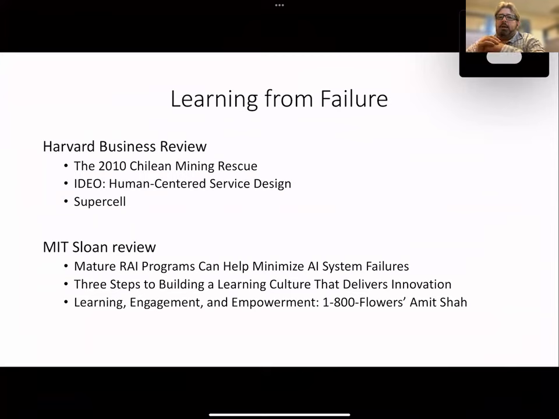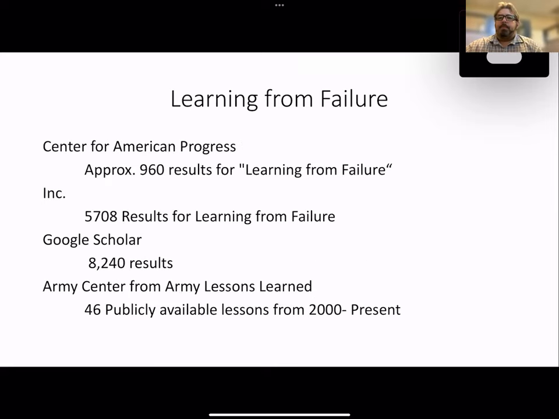So I like to learn from failure first. Harvard Business Review in 2010, they've done some case studies, these three that are very good. They show how even though you fail, you can learn from it. Now, why do I show this stuff? Because these are lessons learned and most people haven't even heard of them. And there's actually some very good information in them.